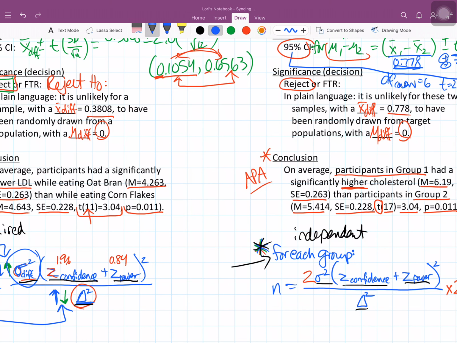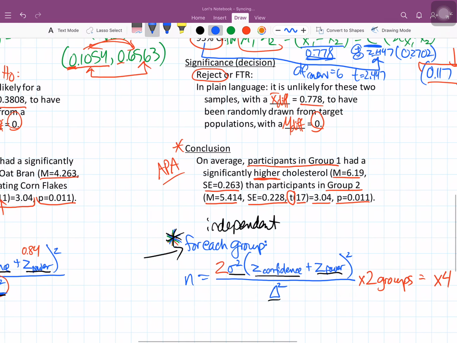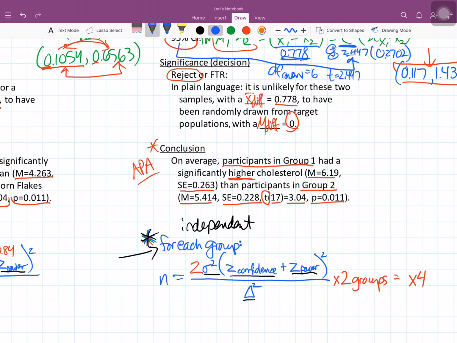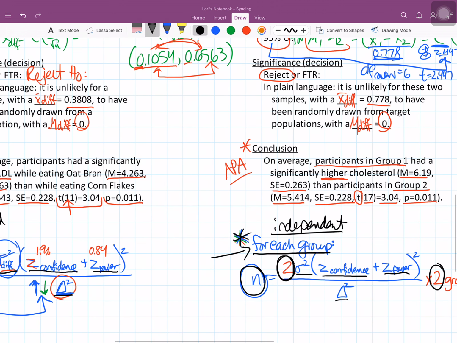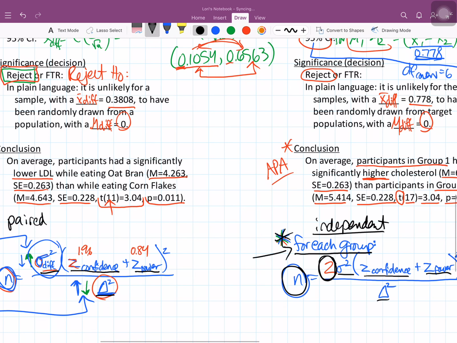The only thing that's added is that when you do an independent samples t-test, your sample size is multiplied, I need a different color, your sample size is multiplied by 2, and this is for each group. So for an independent samples t-test, we have 2 groups, so it's times 2 here, and it's times 2 here. So overall, the sample size is 4 times larger for an independent samples t-test that is running roughly the same kind of analysis that a paired samples t-test is conducting. So all of the things are pretty much exactly the same.